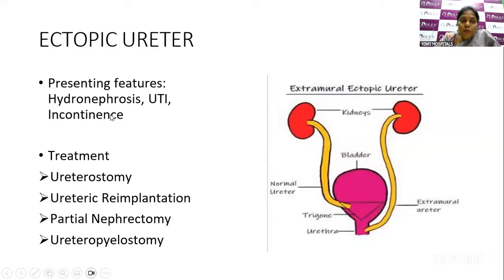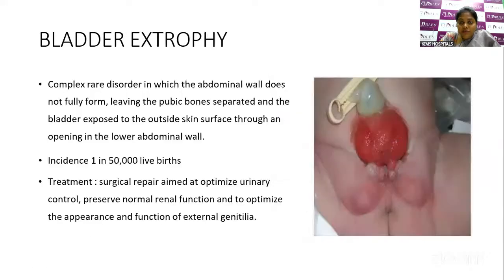Coming to the ectopic ureters, that is the ureter which, instead of attaching at the trigone of the bladder, directly attaches into the urethra. Here we see continuous dribbling of urine, recurrent urinary tract infection, and there is also reflux in the ectopic ureter. The treatment is ureterostomy, ureteric reimplantation, partial nephrectomy in case of a non-functioning kidney, or ureteropyeloplasty.